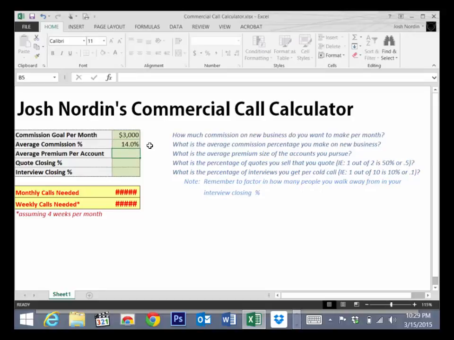And what's your average premium per account? Well, this is important, obviously. If you're going after general contractors that just want a general liability policy, that's $500. That's going to take you a long time to hit your goal. Let's say we're going after something more in the range of an auto mechanic, and the average premium's like $5,000.